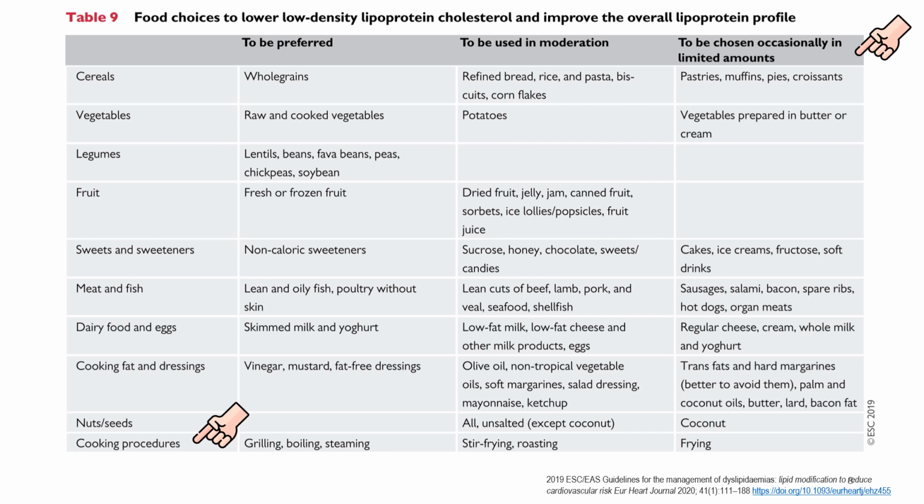We should encourage our clients to do more grilling, boiling, and steaming, maybe to some limited amounts, stir frying, as well as roasting. But of course, limit frying as well as deep frying, because that will involve a lot of oils and thereby lead to a very unfavorable lipoprotein profile.